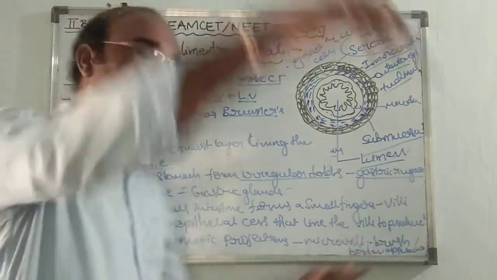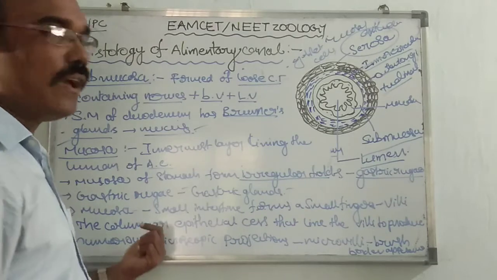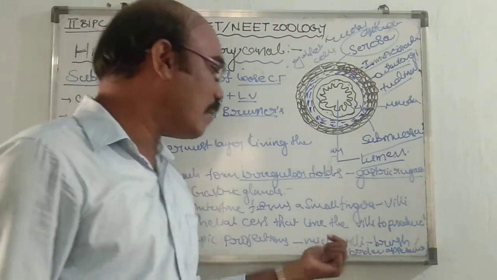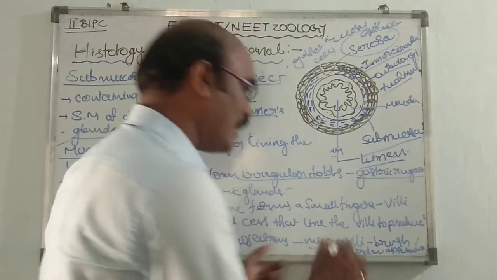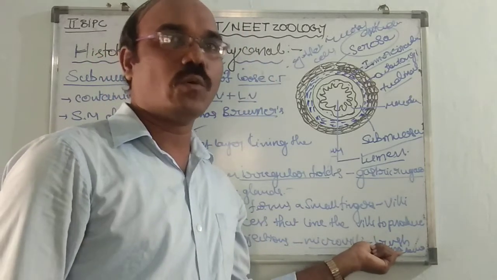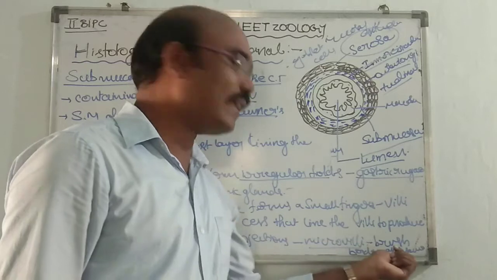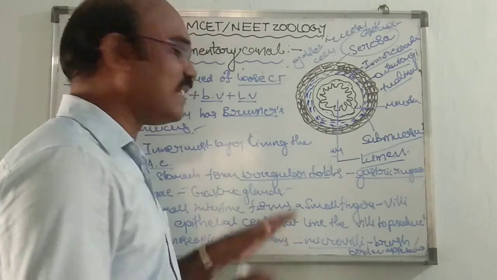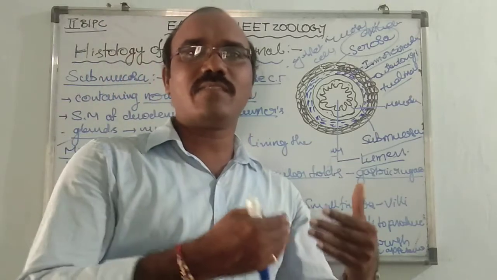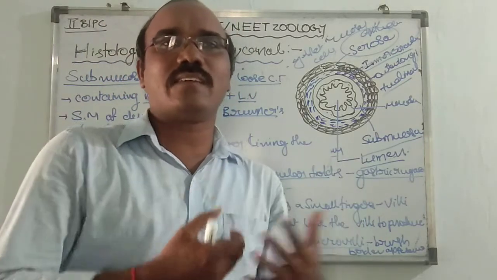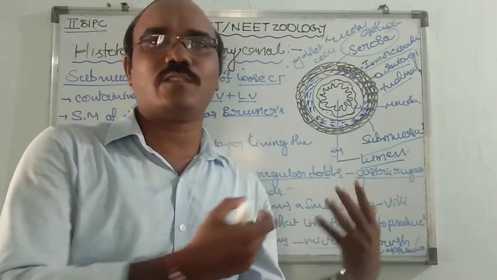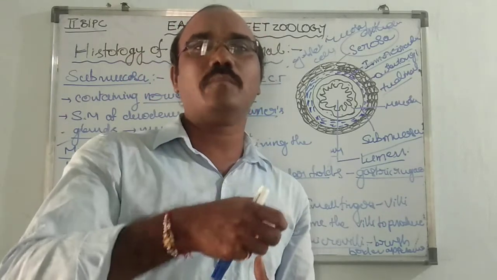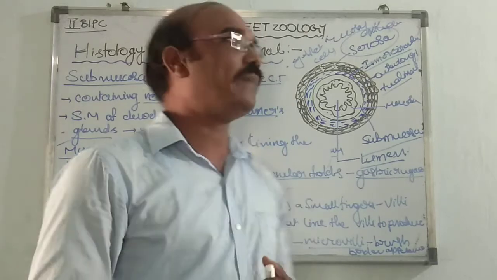These specialized microscopic projections are called microvilli. These microvilli look like a brush border. They increase the surface area of the small intestine through the villi, and this helps in the absorption of digested food material.